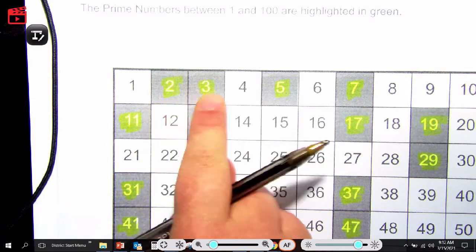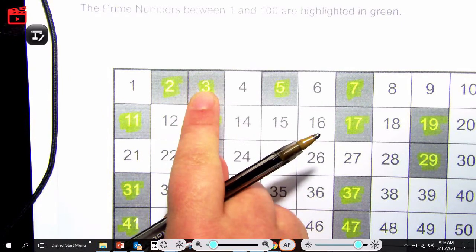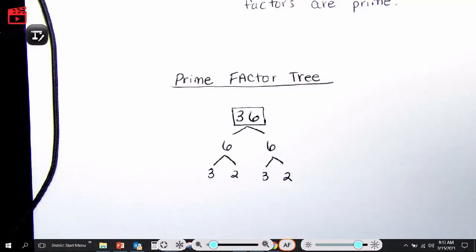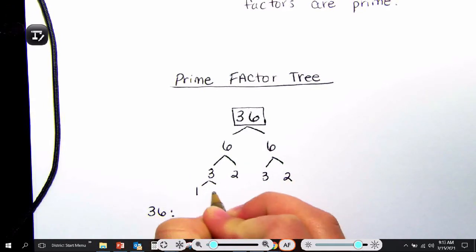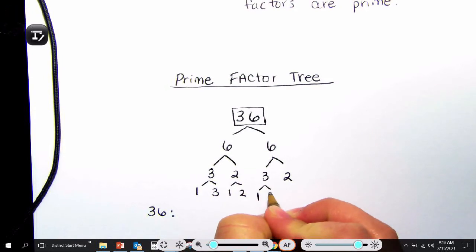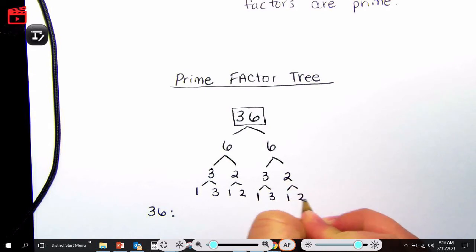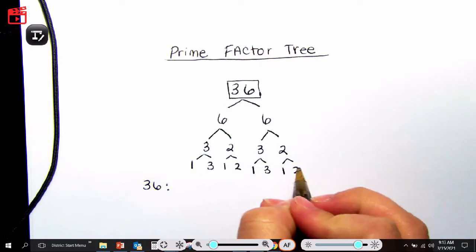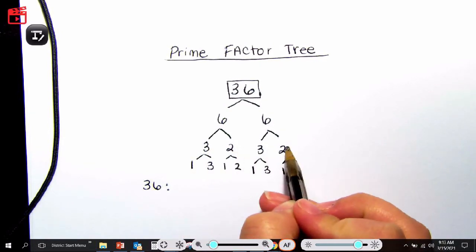So now we check 3 and 2. 3 and 2 both are highlighted and they are prime. So that means that we have some factors. 36 has these factors, and we can continue this even further because 3 is 1 times 3, and 2 is 1 times 2. Typically what the teacher will have you do is circle the very last, all prime numbers. Sometimes they'll just stop here with 3, 2, 3, 2.